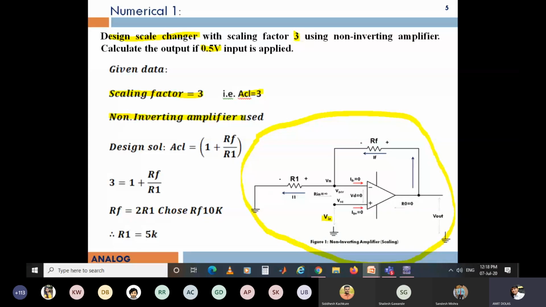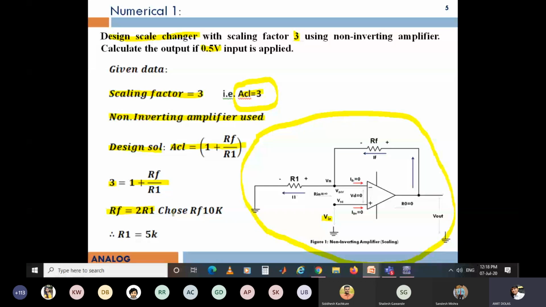So the design solution will be simple. Closed loop gain is equal to 1 plus Rf upon R1. What we want is closed loop gain equal to 3. So to achieve 3, I kept ACL equal to 3, then 1 plus Rf upon R1. Of course, Rf will be double that of R1, so that we may achieve ACL equal to 3.